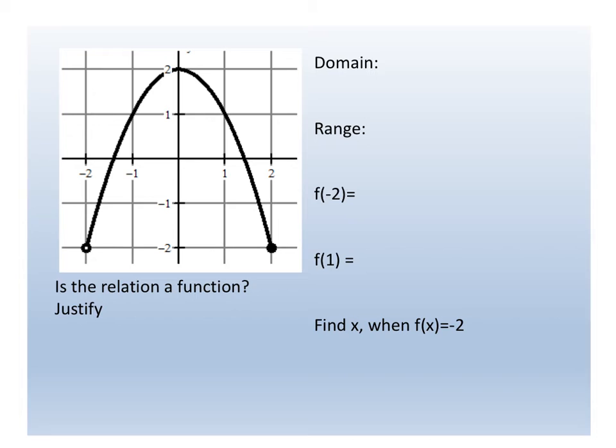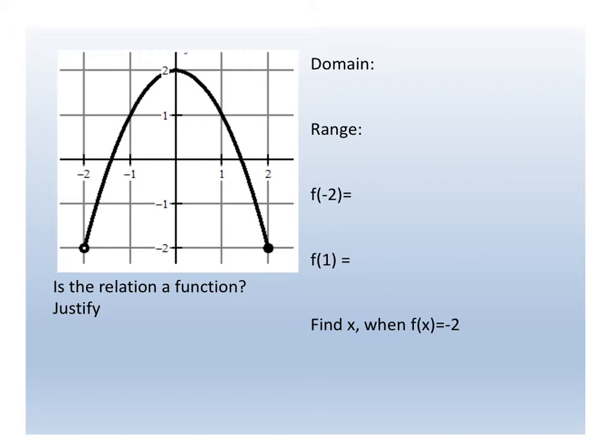So you guys have a parabola, right? It's asking you for the domain and the range, and then we're going to find f of -2, f of 1, and we're going to say if it's a relation, right? And then explain why it's a relation, and then find x when f of x is equal to -2. So let's start off with the domain.